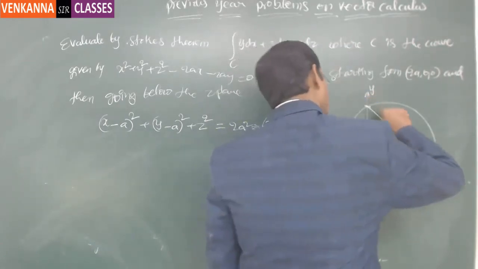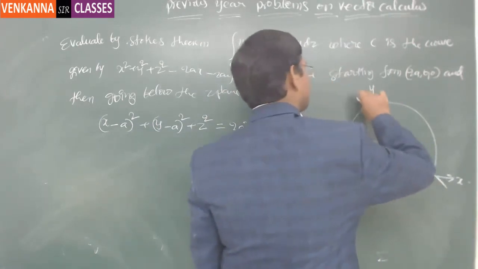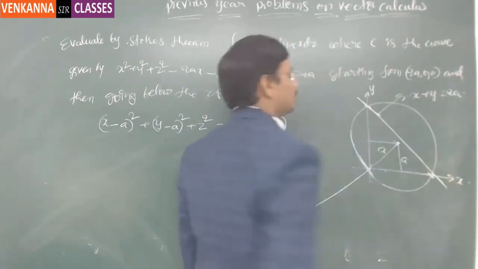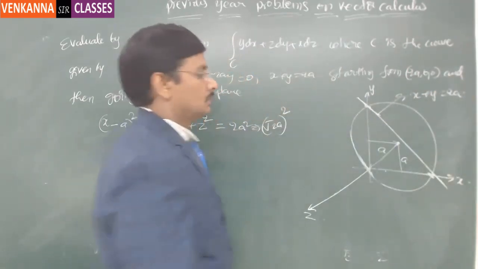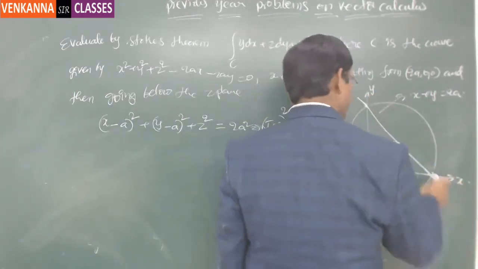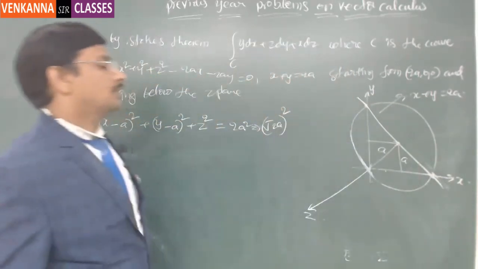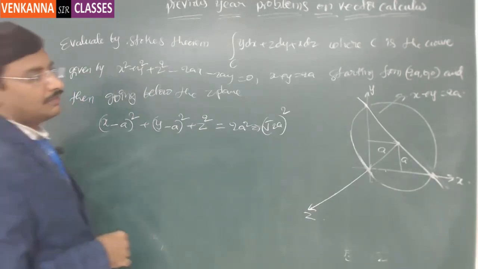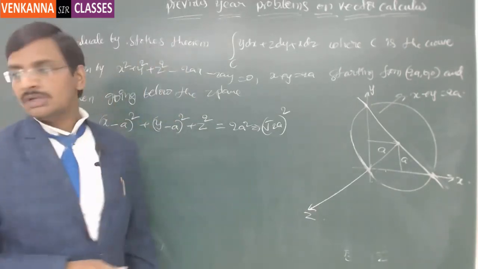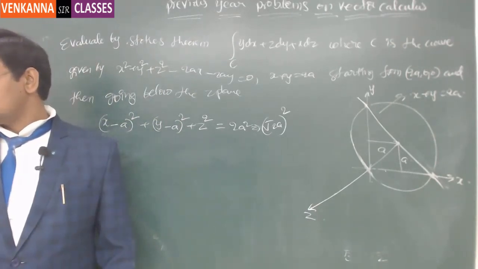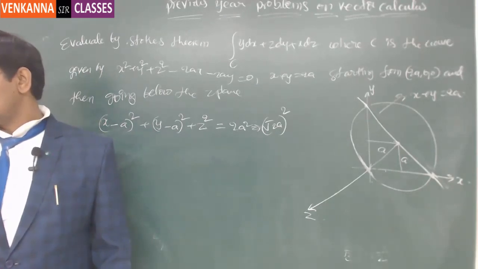Now, if you draw a line like this, this is the plane equation. This plane equation is given by x plus y is equal to 2a. So this is the plane equation, right? Now we have got the spherical equation and the plane equation also. Understood or not, how I have drawn? Is this diagram understood?